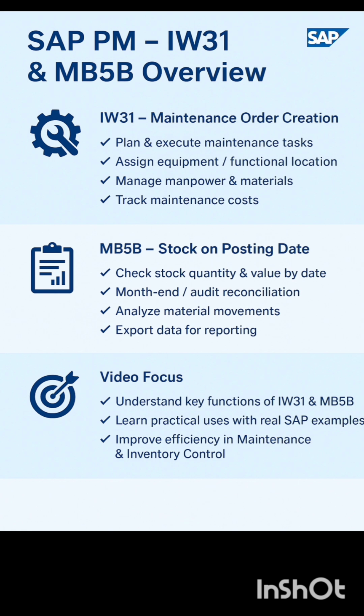In this video, we will be discussing two transactions and their key uses in the SAP PM module. These two transactions are IW31, that is maintenance order creation, and we will be discussing planning and execution of maintenance tasks, assignment of equipment and function location, management of manpower and materials, and tracking of maintenance costs.